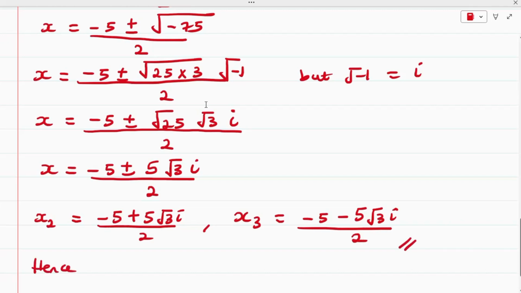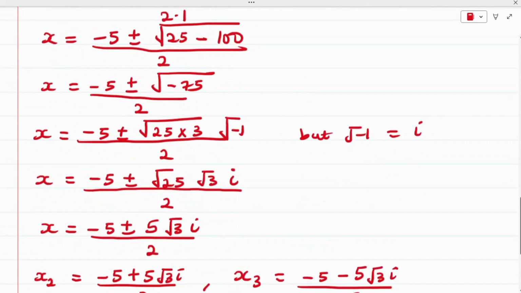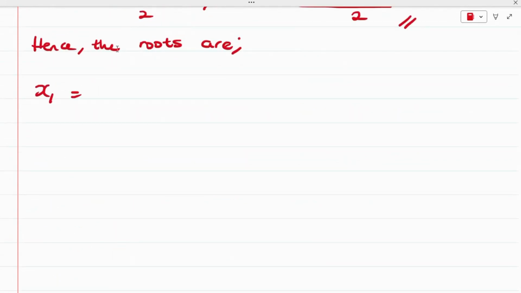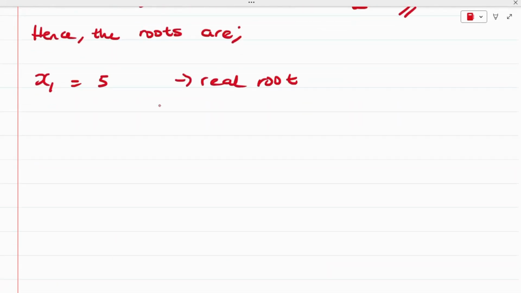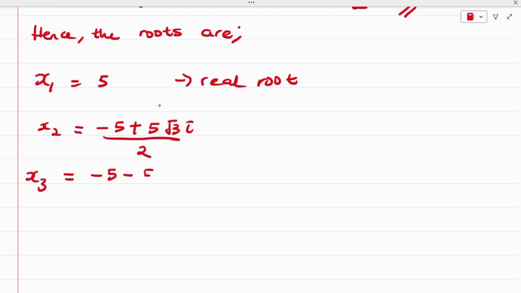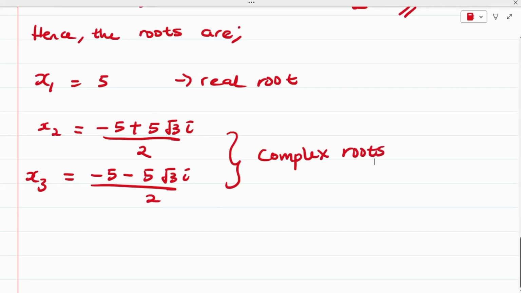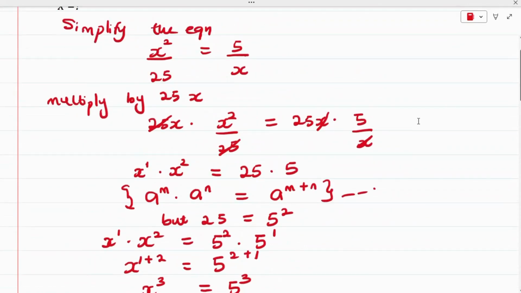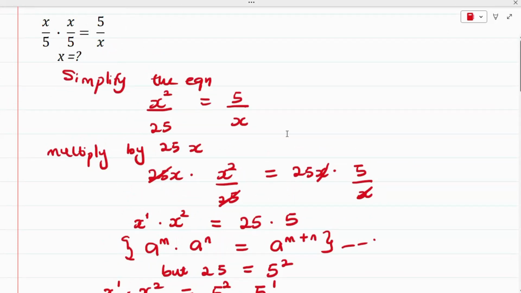So hence, we have the roots as follows. The first root, x1, is equal to 5, and this is a real root. We have that x2 is equal to minus 5 plus 5 into the root of 3i over 2, and x3 is equal to minus 5 minus 5 root 3i over 2, and these are the complex roots. So these are the values of x for this question that says x over 5 multiply x over 5 is equal to 5 over x.